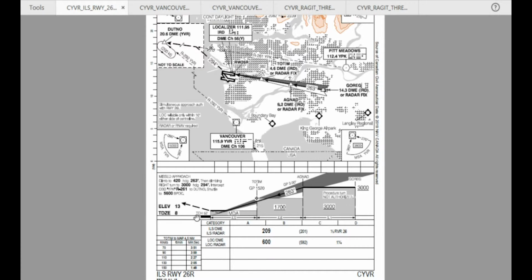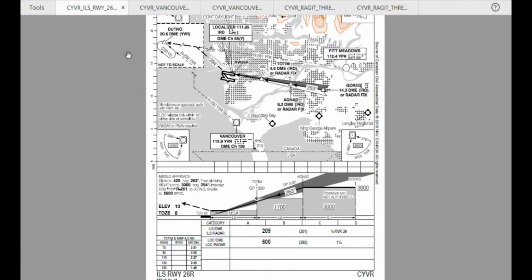We also see here the minimum decision altitudes. Actually, you know what? Before that, we're going to look at this little bit right here, the missed approach section. So it says missed approach, climb 420, heading 263. So it's runway heading. We'd climb up to 420 feet. And climbing right turn to 3,000, heading 294. So we climb up to 3,000 feet, heading 294.